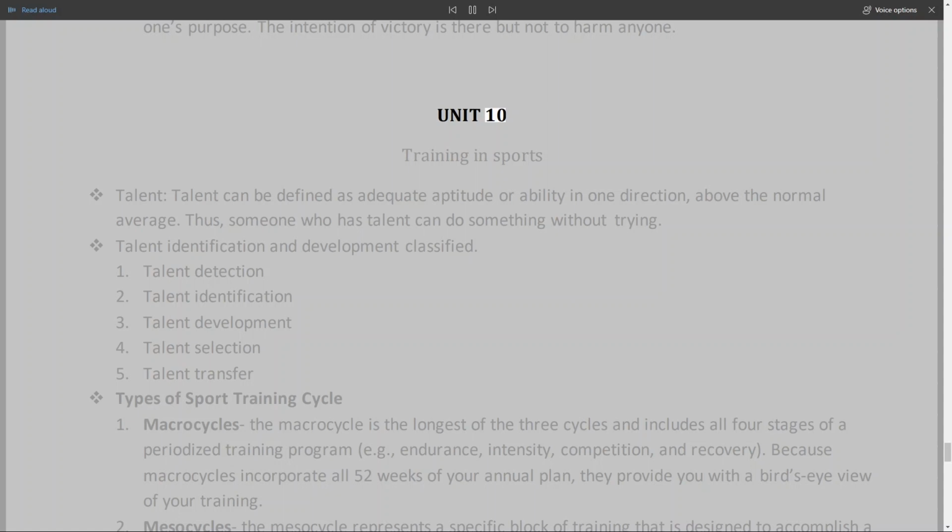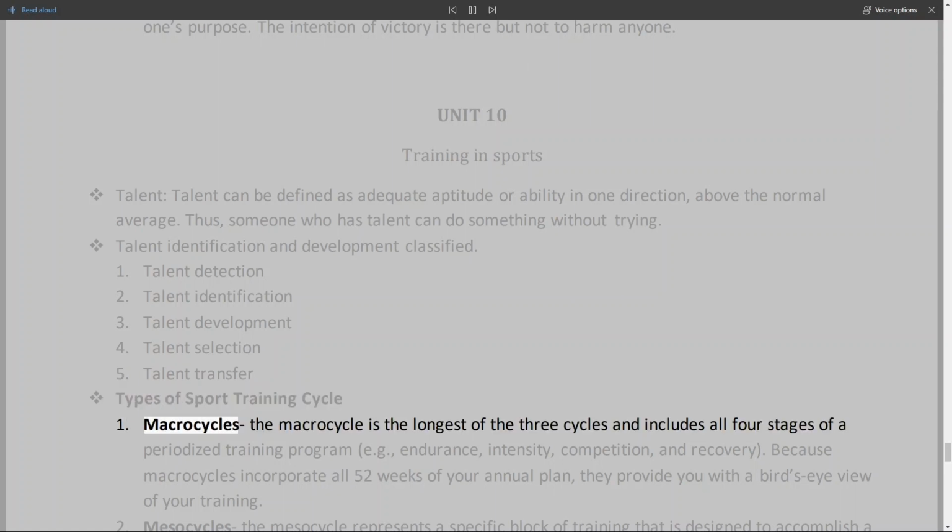Unit 10. Training in sports. Talent. Talent can be defined as adequate aptitude or ability in one direction, above the normal average. Thus, someone who has talent can do something without trying. Talent identification and development are classified as: 1. Talent detection. 2. Talent identification. 3. Talent development. 4. Talent selection. 5. Talent transfer. Types of sport training cycle.